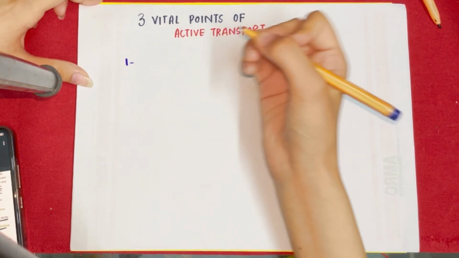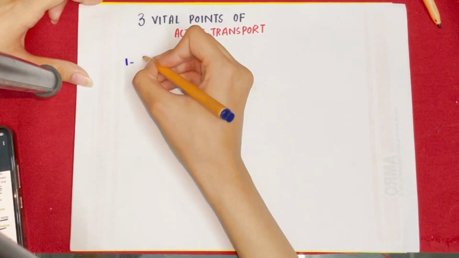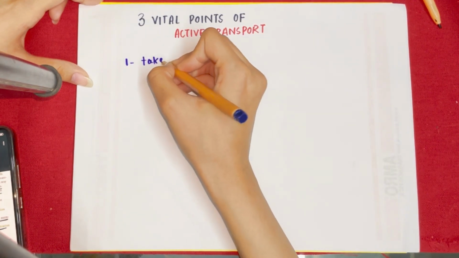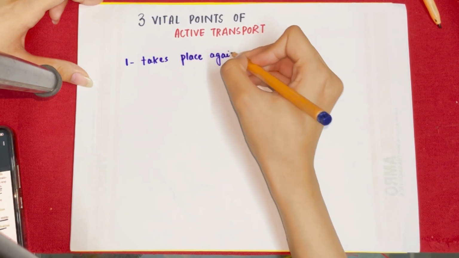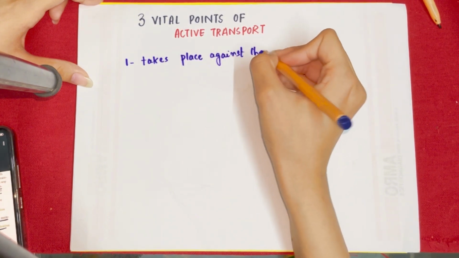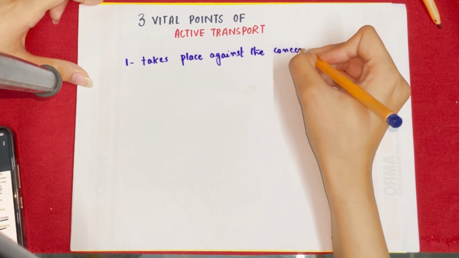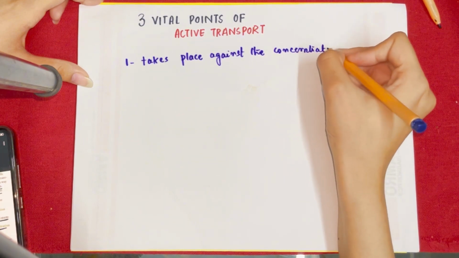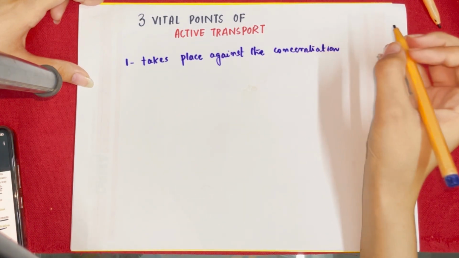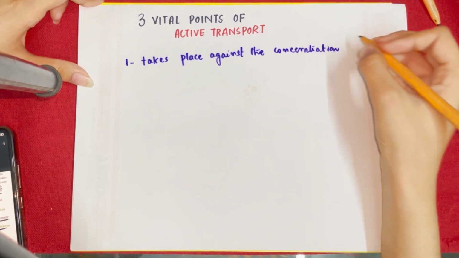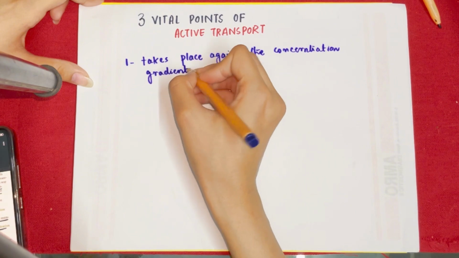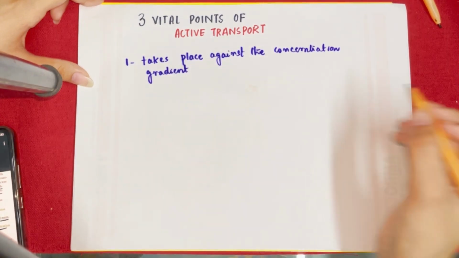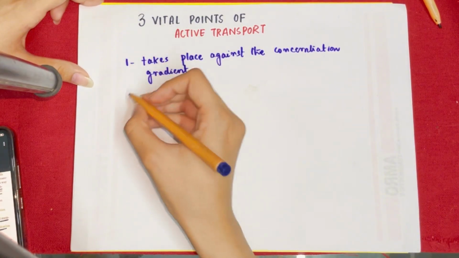To give it a summary or review: number one is that it takes place against the concentration gradient. These three vital points will help us understand active transport in a summarized way. The concentration gradient is basically the difference in concentration between a high concentration region and a low concentration region.